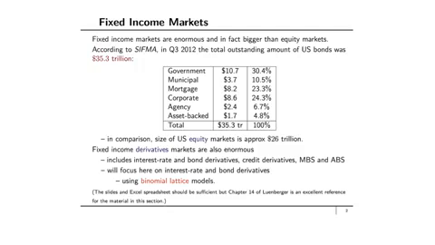Fixed income markets are enormous, and in fact they're bigger than equity markets. According to SIFMA, in Q3 2012, the total outstanding amount of US bonds was $35.3 trillion. In comparison, the size of the US equity markets was only approximately $26 trillion. Fixed income derivatives markets are also enormous. They include interest rate and bond derivatives, credit derivatives, mortgage-backed securities, and asset-backed securities more generally.